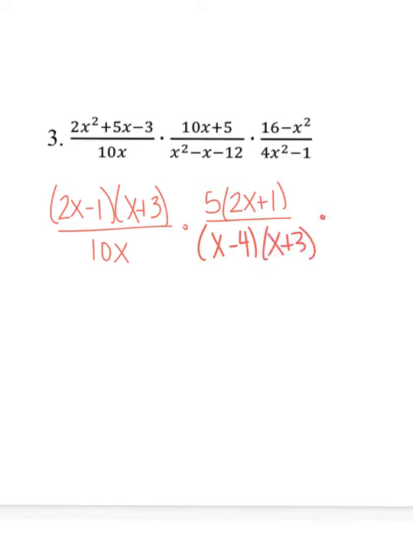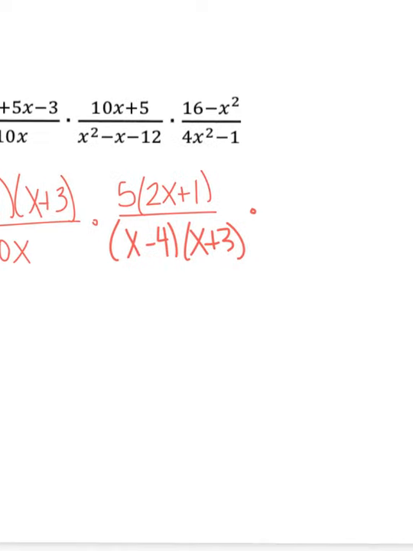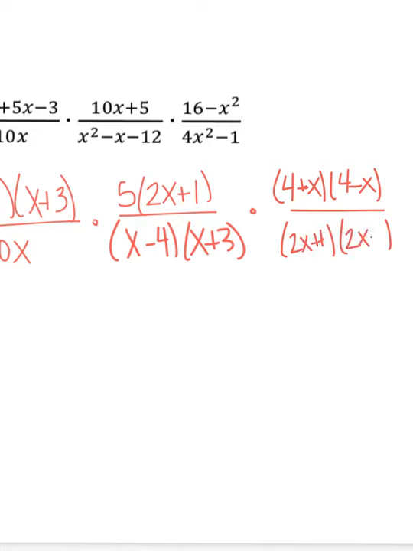Times 16 minus x squared. Remember, whenever you're factoring and you're doing the difference of 2 squares, you do the square root of the first number, that comes first. So the square root of 16 is 4. Square root of x squared is x. 4 plus x, 4 minus x. And then you can do the difference of 2 squares again on the bottom. Square root of 4x squared is 2x. Square root of 1 is 1, so you have 2x plus 1, 2x minus 1.